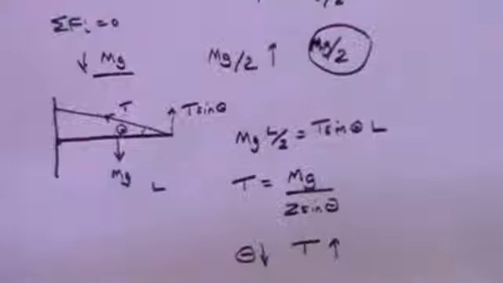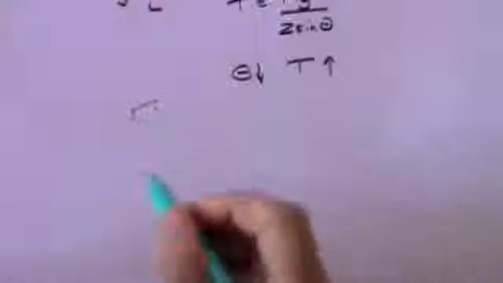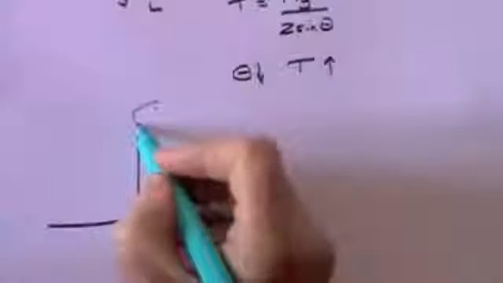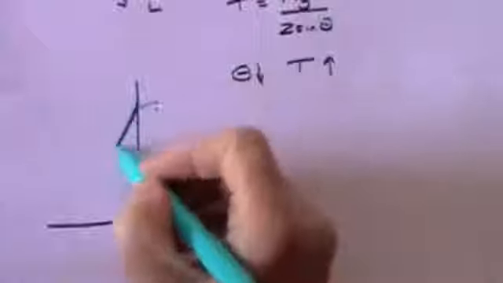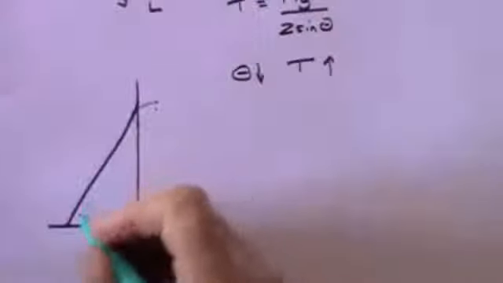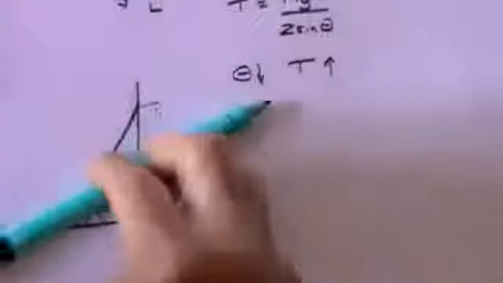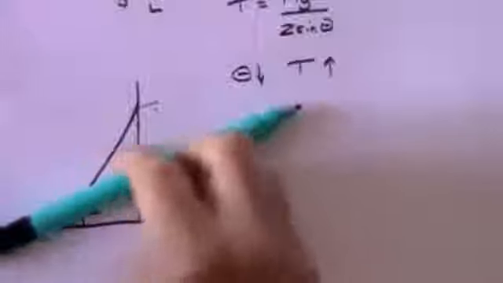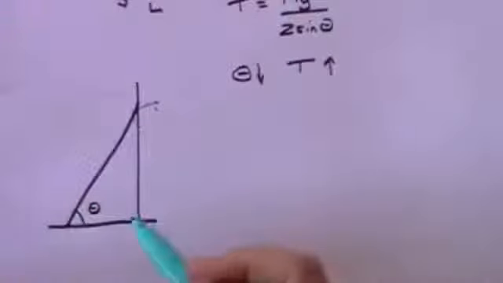Now I want to consider a ladder leaning against a wall and ask, what is the safe angle for that ladder to be placed at? So here's the wall, here's the ladder, and it's at an angle theta. You'll understand that the narrower that angle, the more likely the ladder is to slip. So we want a minimum angle that the ladder has to be at in order for it to be safe.